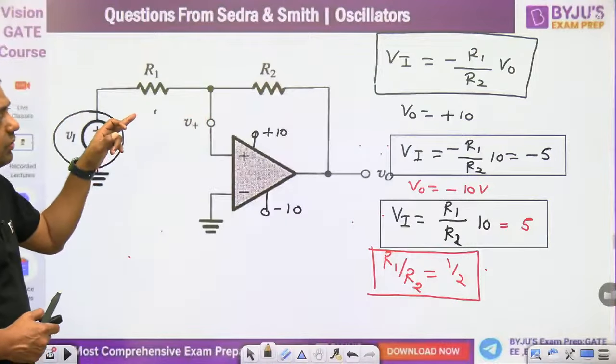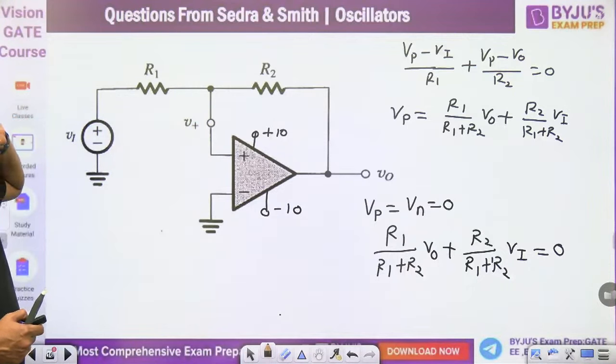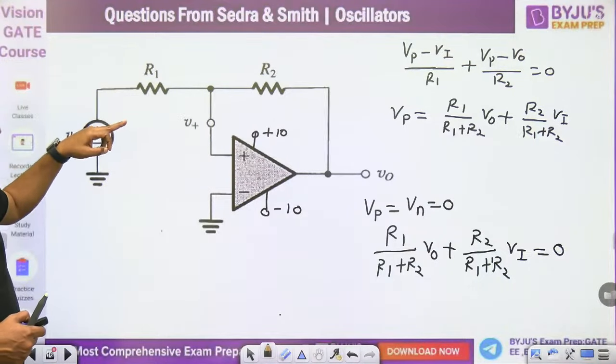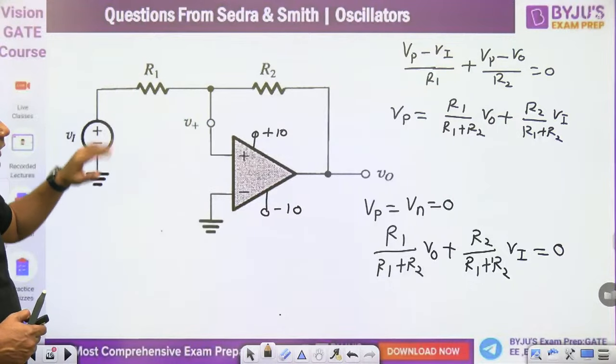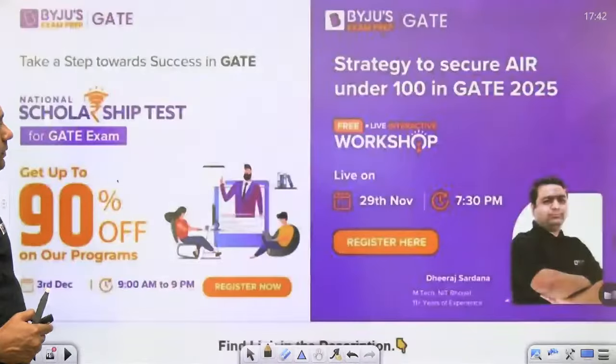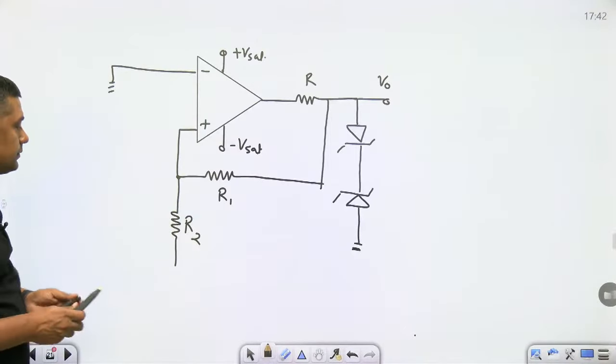So I have written this formula. This is the value, right? So Vp is equal to R1 upon R1 plus R2 into V0, and that's why finally you have got R1 upon R2. But when I'm changing the position, then it will become R2 upon R1. Remember this.